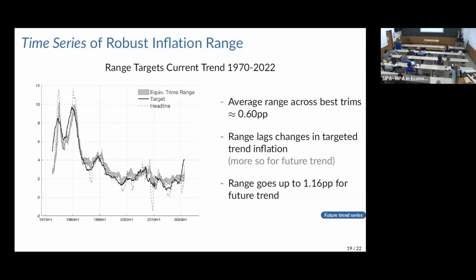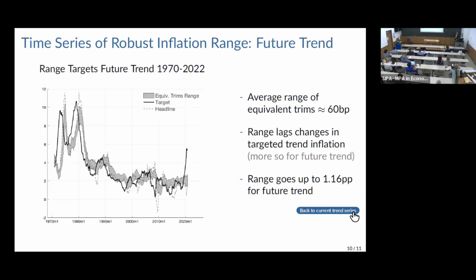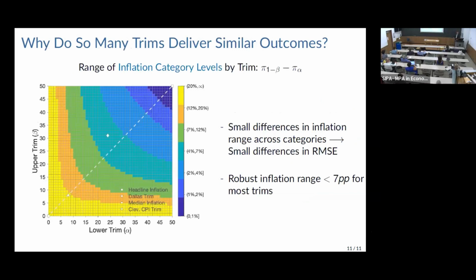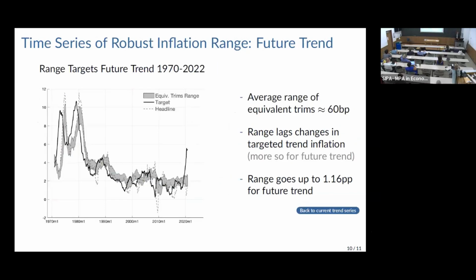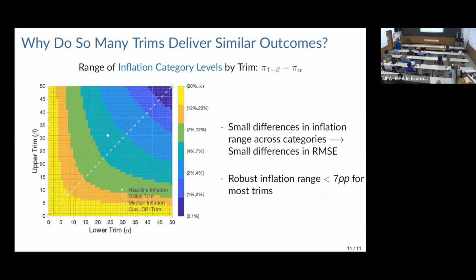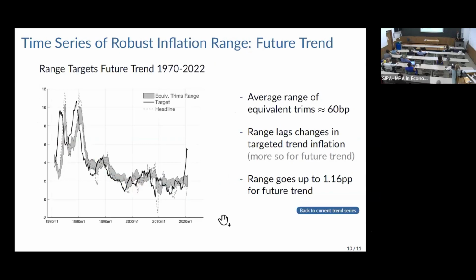If we were to look at future trends as the target, this was this other figure that I showed you where everything is blue, you would get a much bigger range of 1.6%. And I will break my prediction here, I'm actually going to show you this, right? So you see this is a much wider gray band over time. Here, I believe I copied the wrong figure last night. So, no, I didn't. But it's a good time.